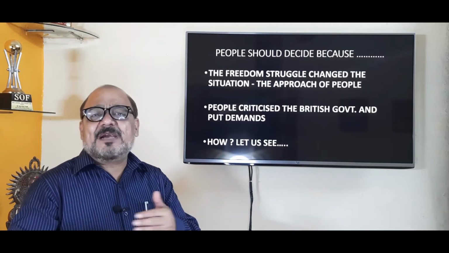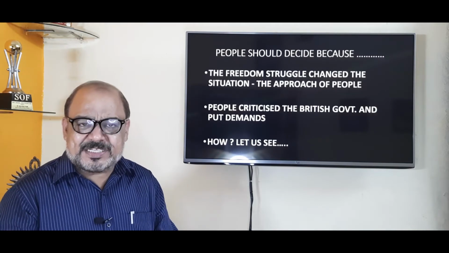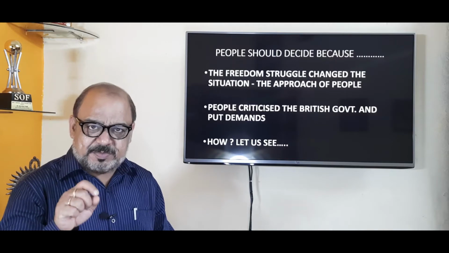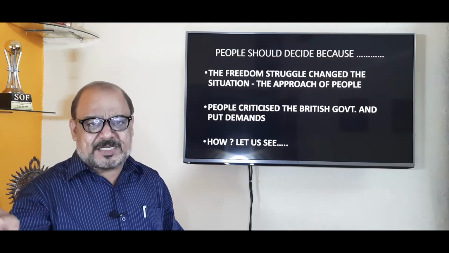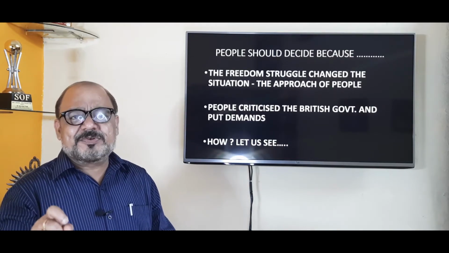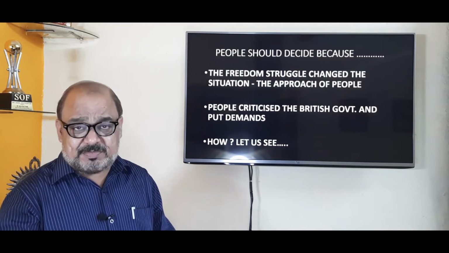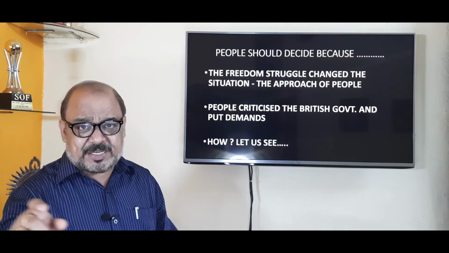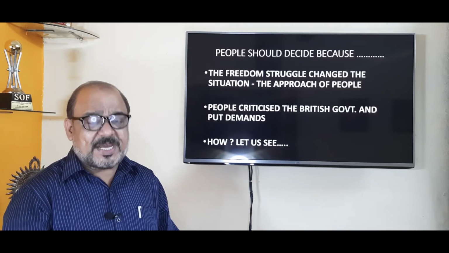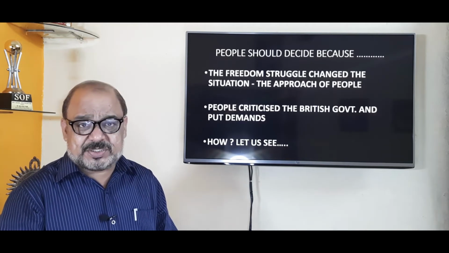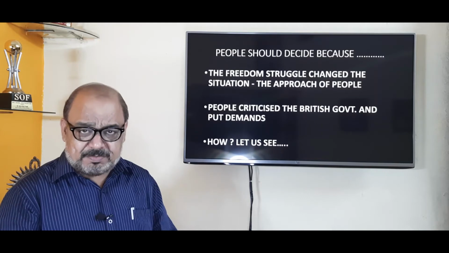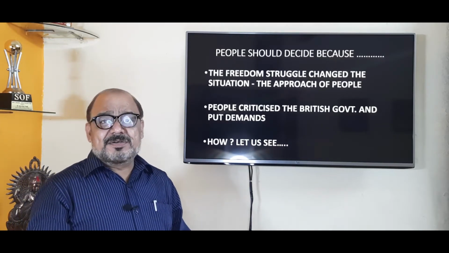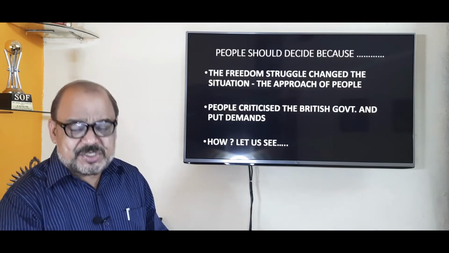When people had been fighting for independence against the British, they had been putting demands through the Indian National Congress, the Indian Muslim League, and the Communist Party of India. They had been putting demands to the British through different platforms. And that is how they learned the parliamentary procedure.